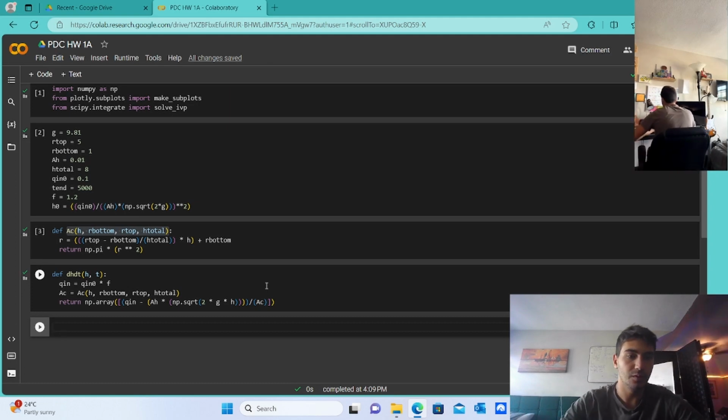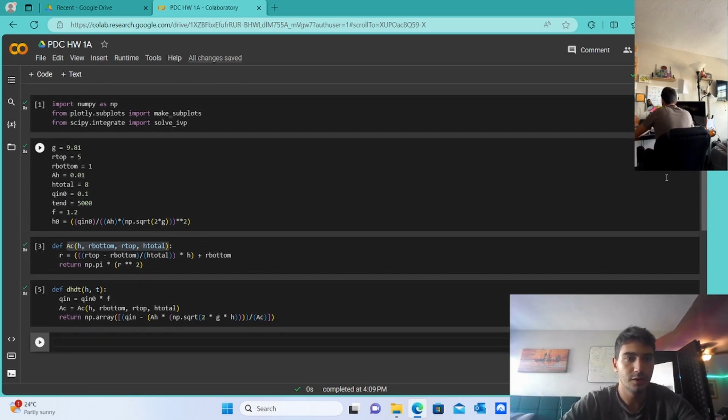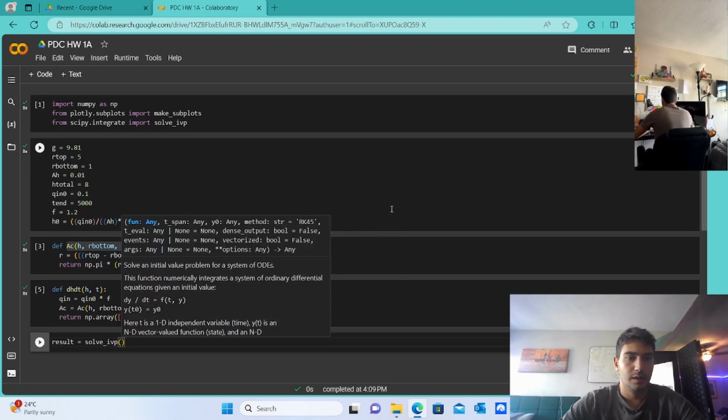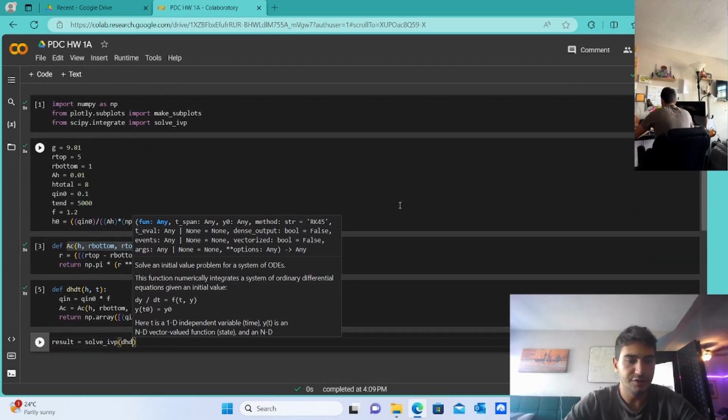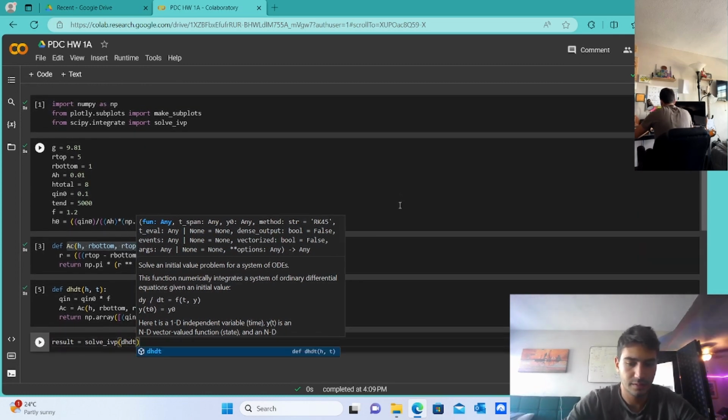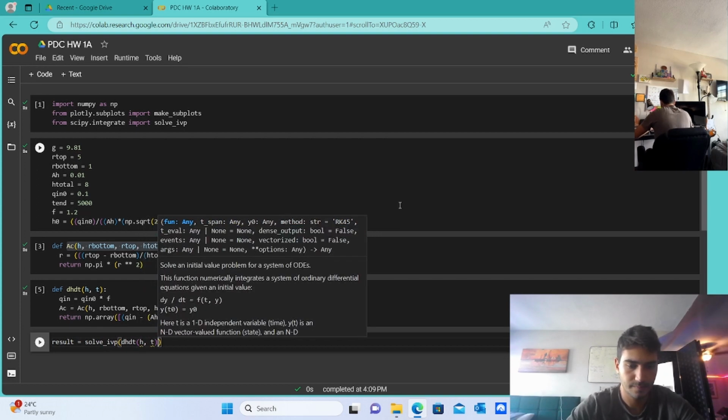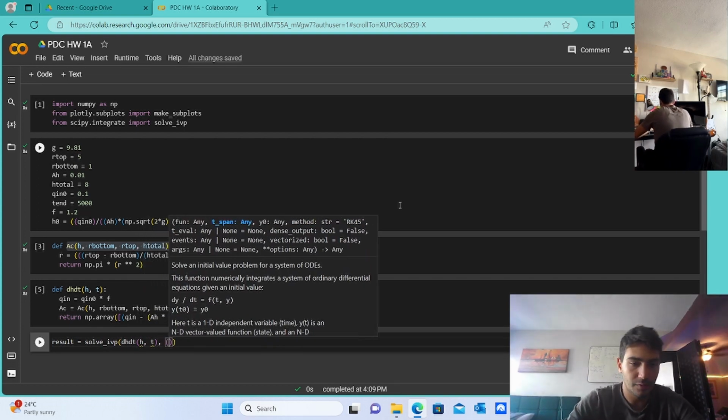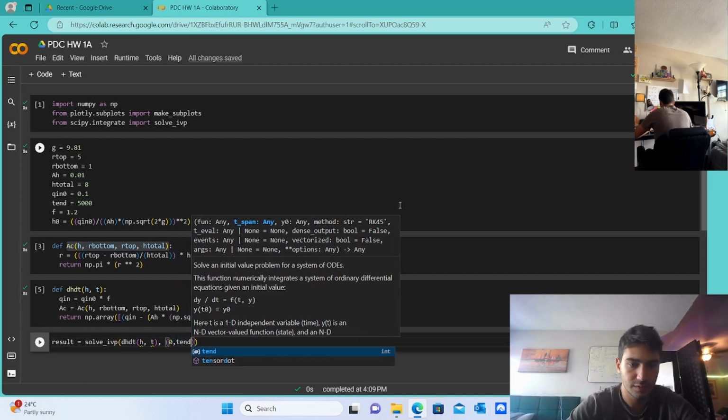Now we should be good to go ahead and use them together to get an array for the values, and then plot that out, right? So I'm going to go ahead and just call this the result. And then of course we're going to call solve IVP. Function, we're going to have dh dt, right? Let's take in h and t. T-span, we're going to go 0 to t end, of course. Right?